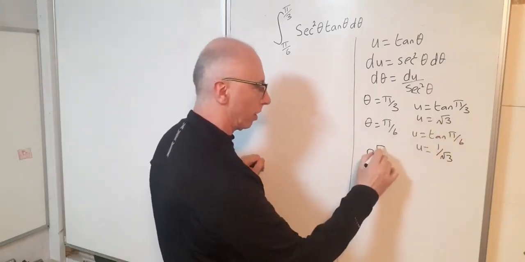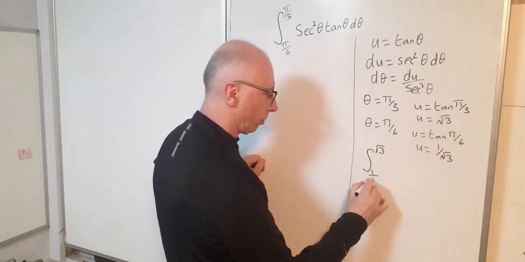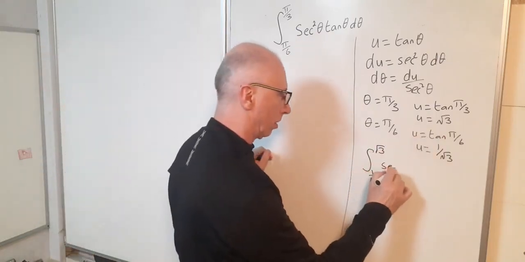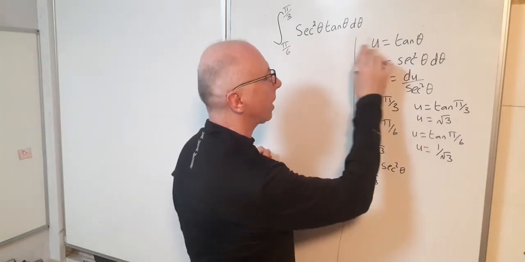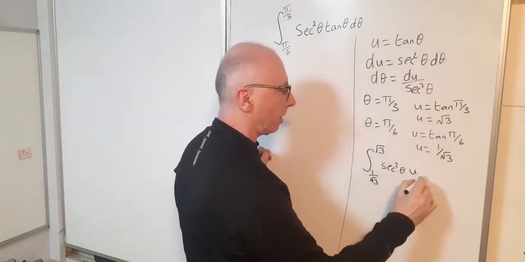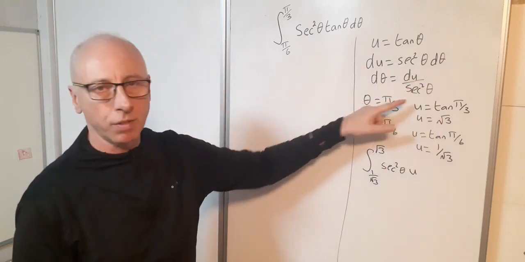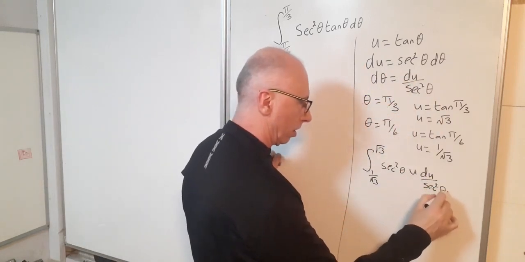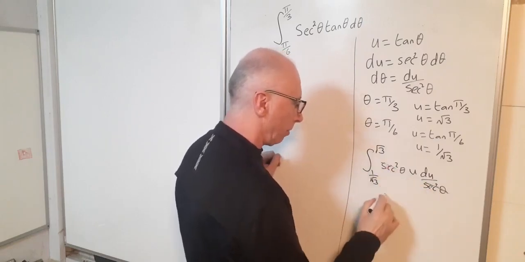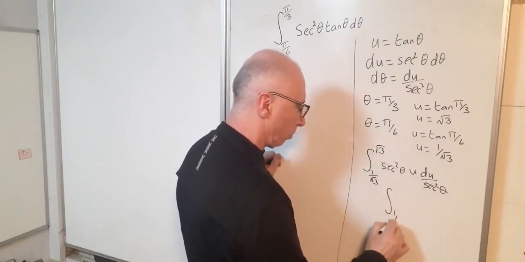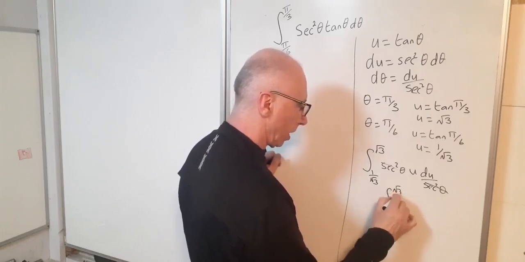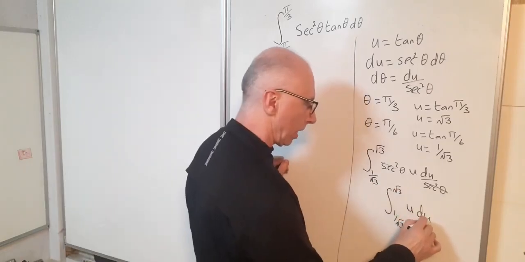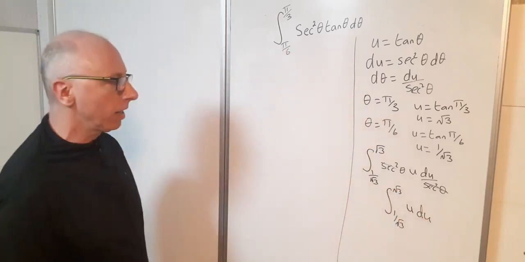Then we can just plug that into our integral, and we get the integral from 1 over root 3 to root 3, and then we've got secant squared theta, and tan theta is u, and then d theta just becomes du over secant squared theta, and then they cancel out. We're just left with our integral from 1 over root 3 to root 3 of u du. So that's where we get to there. We'll calculate that value in a moment.